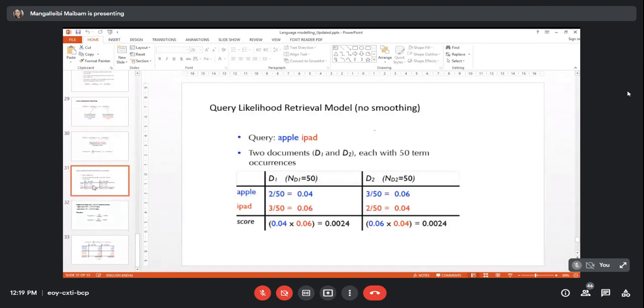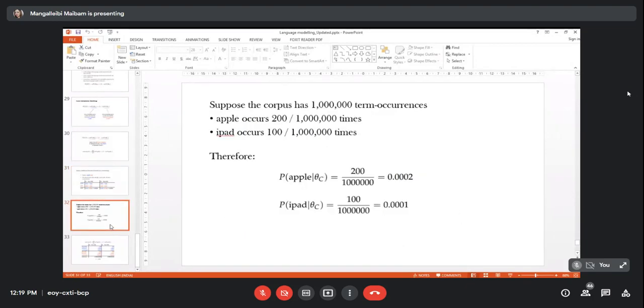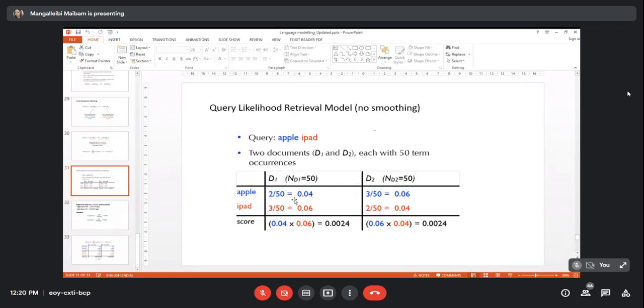Now let us consider a larger collection. Apple occurs 2 times in document D1. Apple occurs 3 times in document D3. iPad occurs 3 times in D1. iPad occurs 2 times in D2.